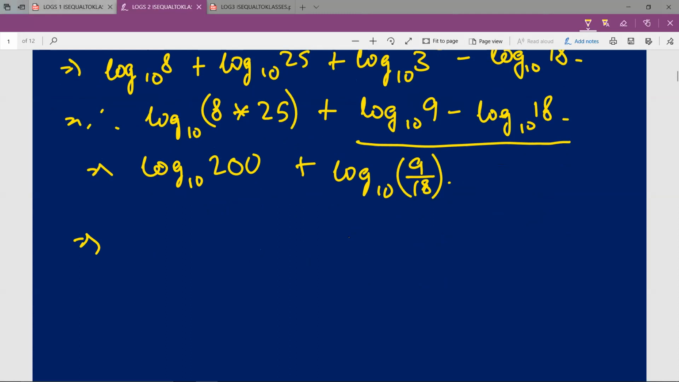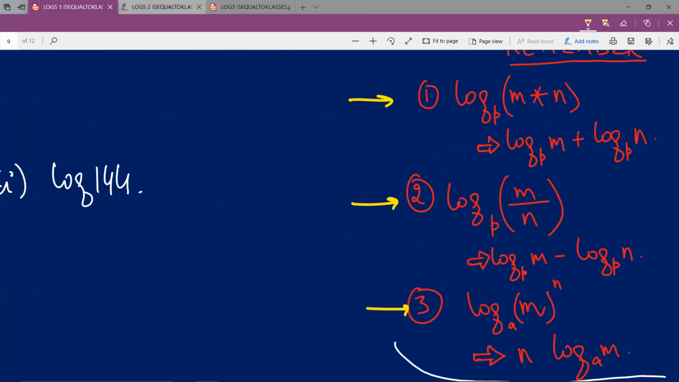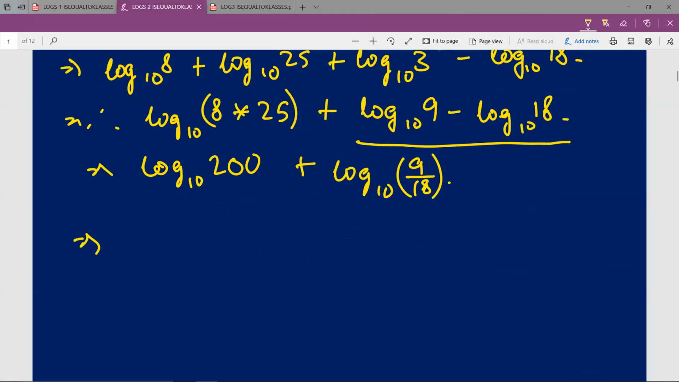Now again, with respect to the first law, I could apply the first law in our second last step. And this would be log of 200 into 1 by 2. Why 1 by 2? Because 9 ones are 9 and 9 twos are 18 to the base 10. So I wanted to make a note that even if you did not write the base as 10, even if you forgot to write the base as 10, it's okay, unless and until it is mentioned.